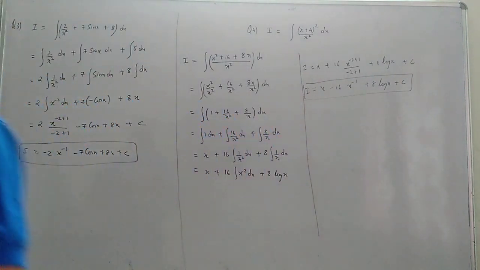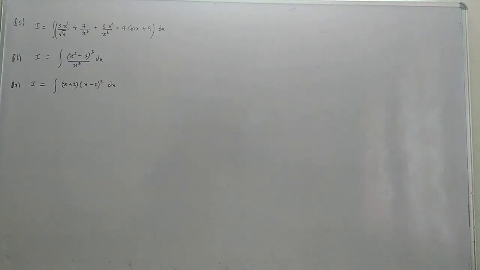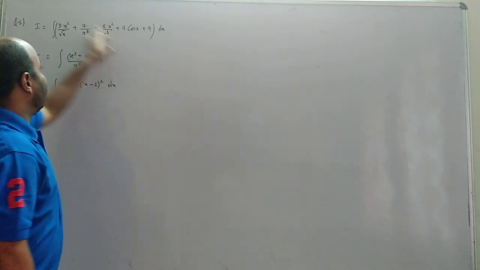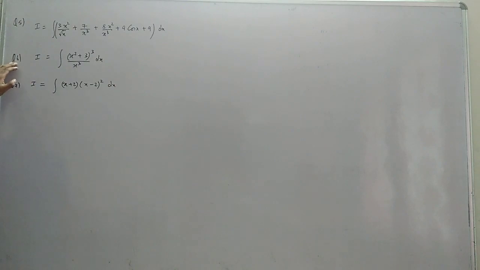Let's go to few more sums. Now see, I thought to give you few questions as a homework. Okay. Question number 5. I equals to integration 3x square by root x plus 7 by x cube plus 8x square by x cube plus 9 cos x plus 9, bracket close, dx. Question number 6. I equals to integration of x square plus 3 whole cube divided by x cube dx.